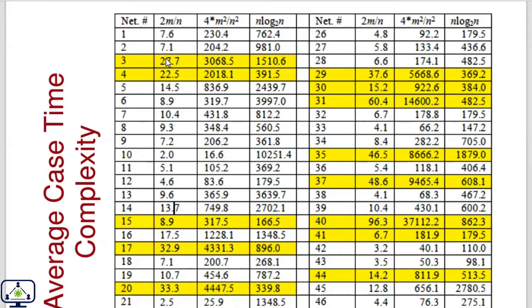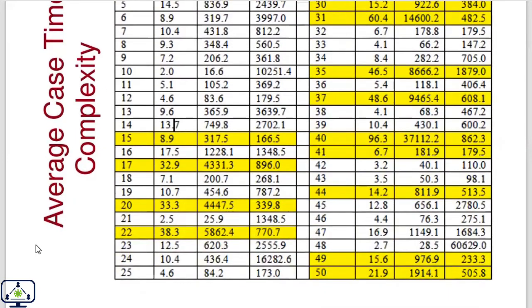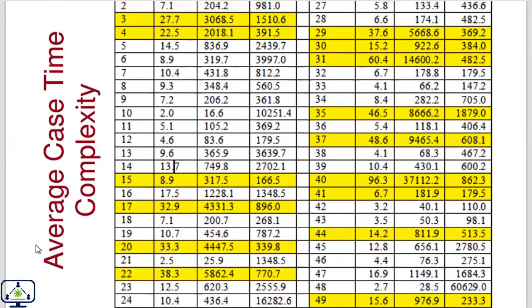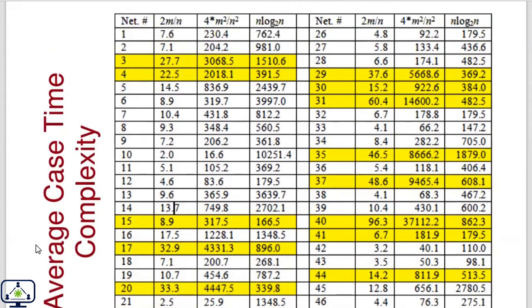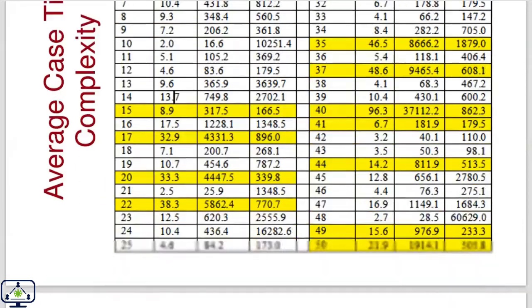Of course, we know the number of vertices and number of edges for the graphs. So out of these 50 networks, only a few of them, like less than 15, have this yellow highlight. If it's not highlighted, that means the 4m square over n square is less than n log n. So that means the bridge node centrality tuple can be computed faster than the Louvain clusters.